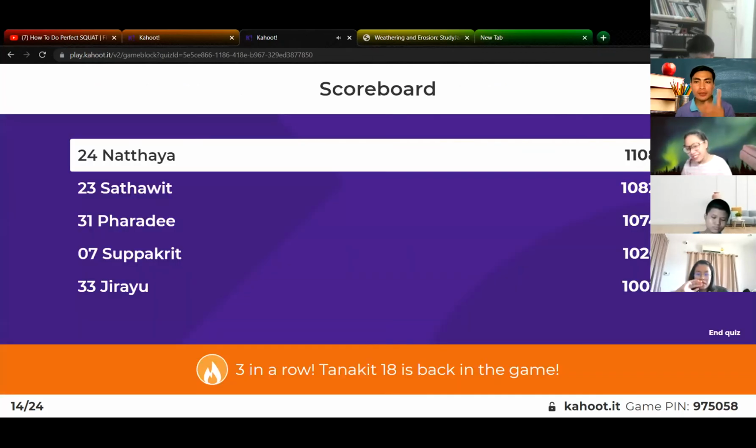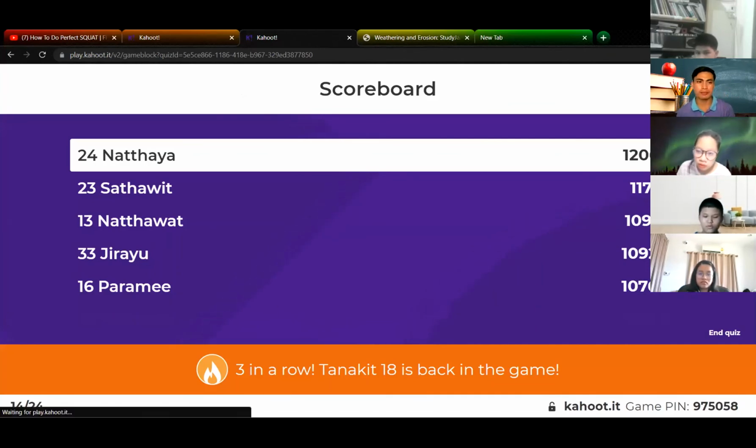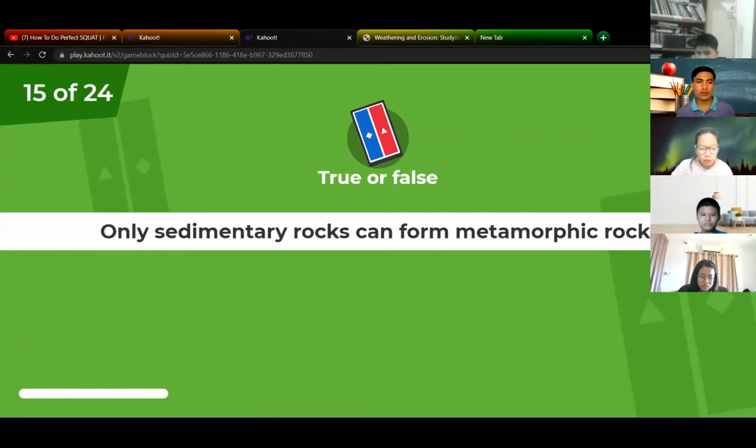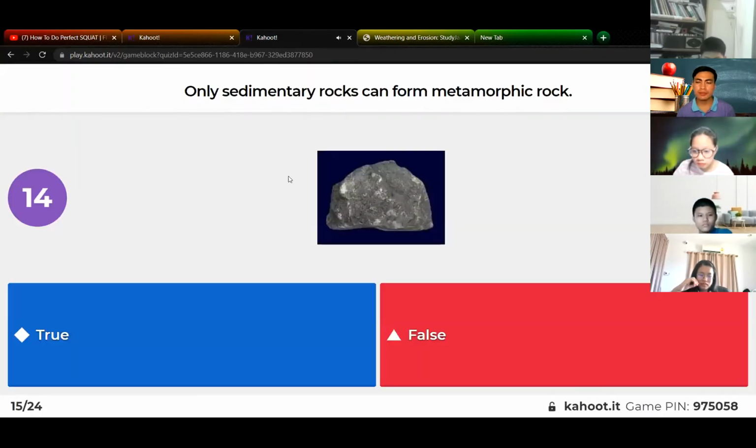Well, okay, at this point in time, there are like 15 seconds, right? I will give you only 10 seconds. When there are 5 seconds remaining, I will click skip. Okay, so you need to answer quickly this time. True or false? Only sedimentary rocks can form a metamorphic rock. Okay. When there's like 5 seconds left here, then I'm going to click skip.